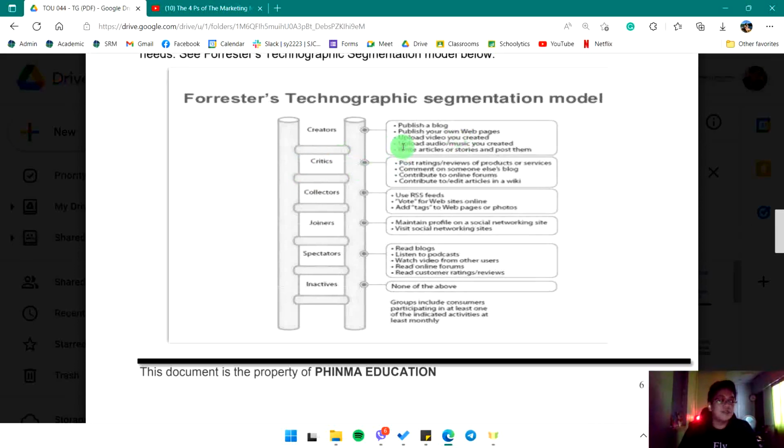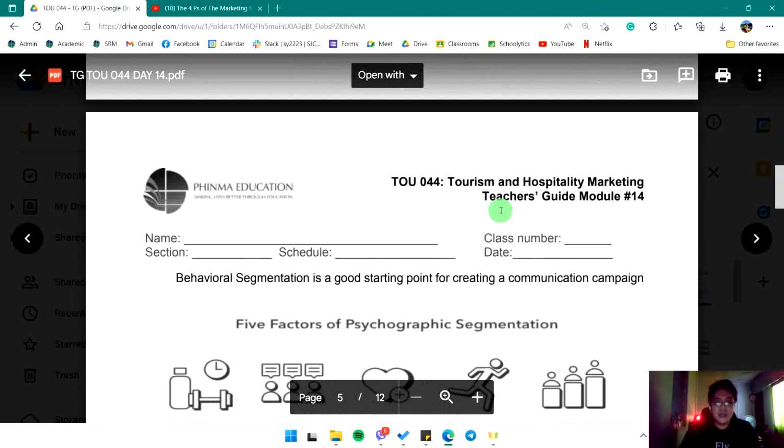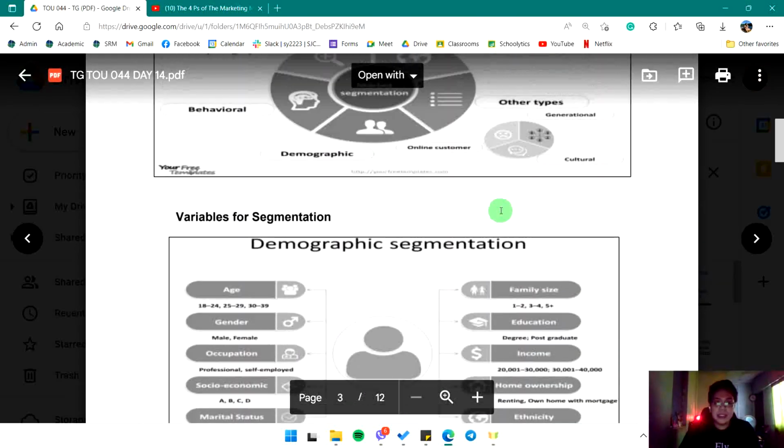And our critics, of course, our product should also be good when we sell to critics. Selling to spectators is different, because spectators are more numerous. There are more spectators, of course, compared with critics. So, of course, before we market our product to spectators, we should be ready with the influx of order taking. So yun po, different ways on how we segment our market.